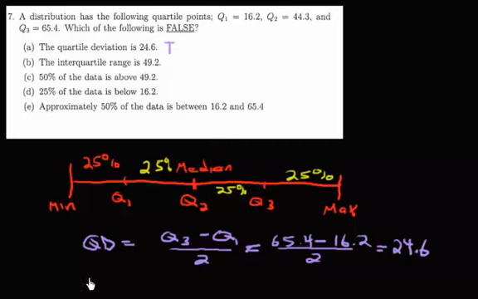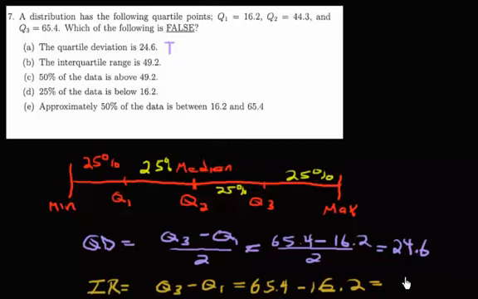Now the interquartile range, which I'll just call IR, is simply Q3 minus Q1, which is 65.4 minus 16.2. And that's going to equal 49.2. So come back up here. That would be B, and that ends up being true.